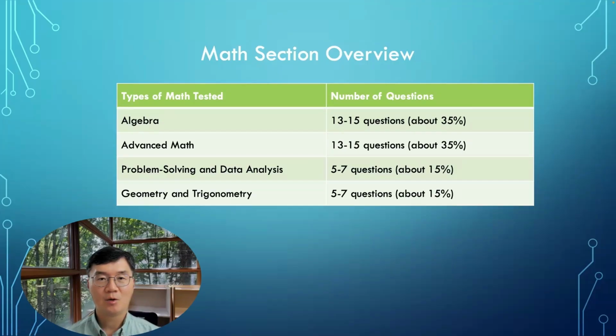All right, we've just wrapped up the first part of linear equations in our digital SAT math prep series. As a quick overview, the math section of the digital SAT focuses on 4 major areas: Algebra, 13 to 15 questions; Advanced Math, 13 to 15 questions; Problem Solving and Data Analysis, 5 to 7 questions; Geometry and Trigonometry, 5 to 7 questions. In the next videos, we'll dive deeper into each of these topics.